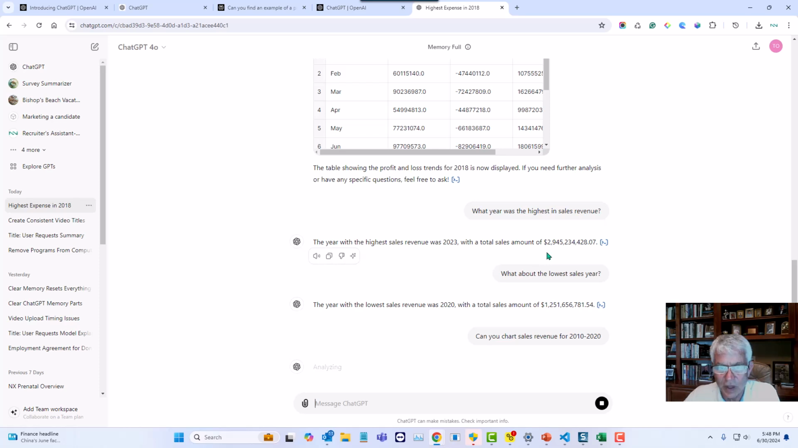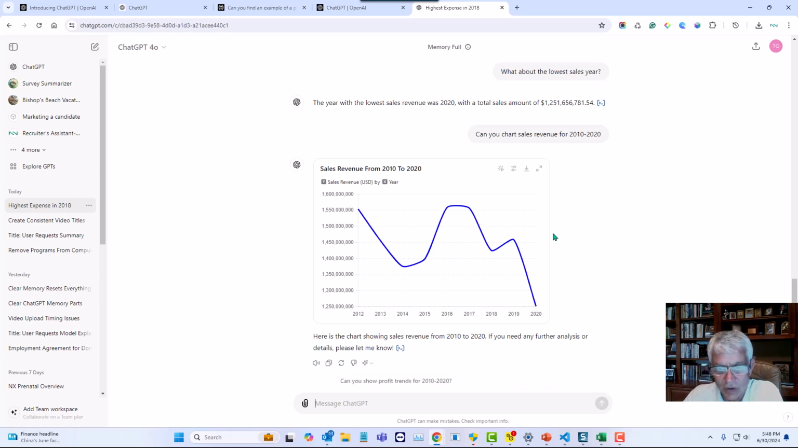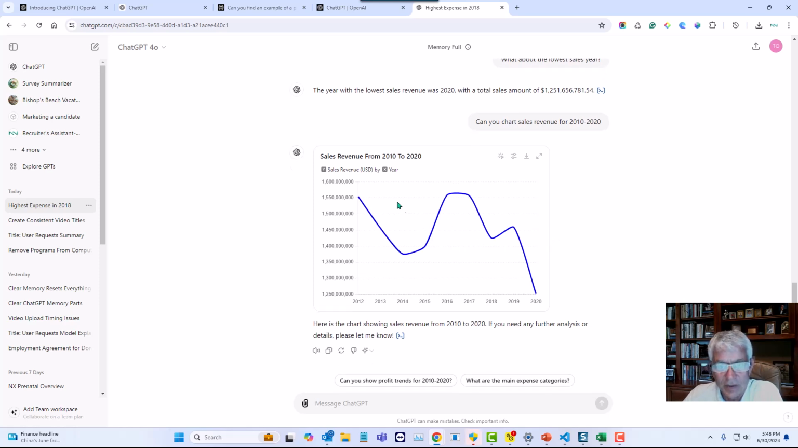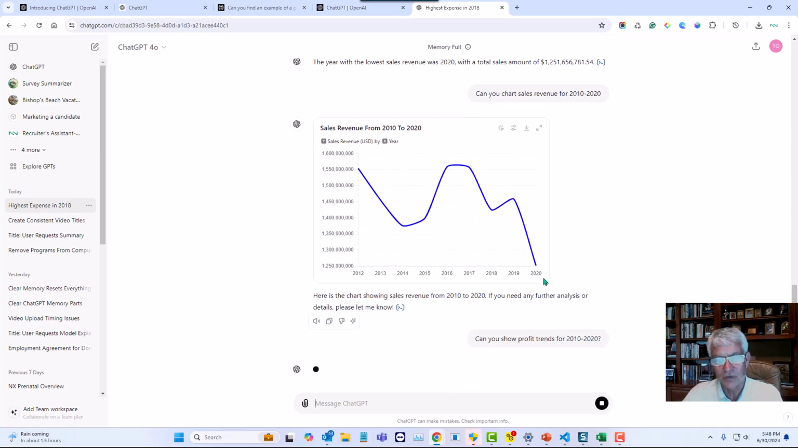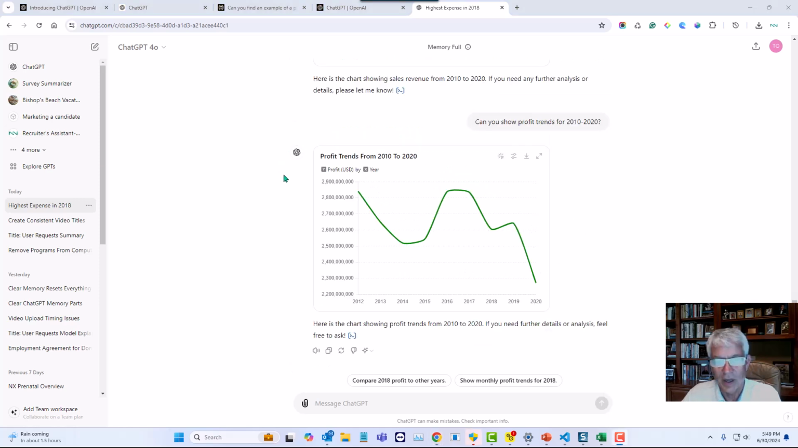So anyway, it's just whatever you want to ask. I mean, this is just an easy way, instead of having to go through a bunch of information and look yourself, then you can let it chart for you. And it'll certainly do that. So it looks like sales revenue declined from 2010 to 2020. So now it's going to show us the profit trends. And here we have the profit trends.